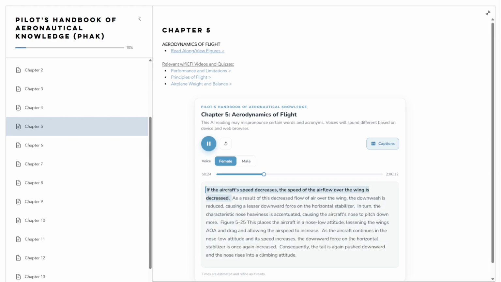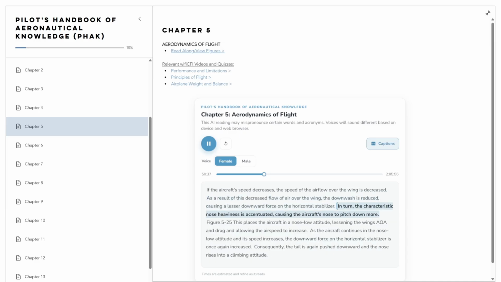If the aircraft's speed decreases, the speed of the airflow over the wing is decreased. As a result of this decreased flow of air over the wing, the downwash is reduced, causing a lesser downward force on the horizontal stabilizer. In turn, the characteristic nose heaviness is accentuated, causing the aircraft's nose to pitch down more. Figure 5-25. This places the aircraft in a nose-low attitude, lessening the wing's AOA and drag and allowing the airspeed to increase. As the aircraft continues in the nose-low attitude and its speed increases, the downward force on the horizontal stabilizer is once again increased.